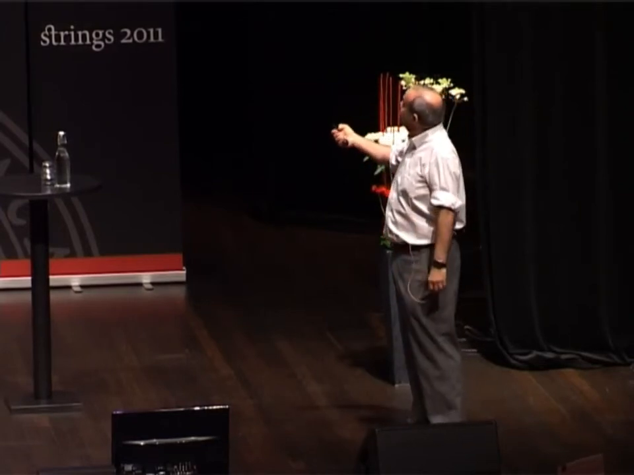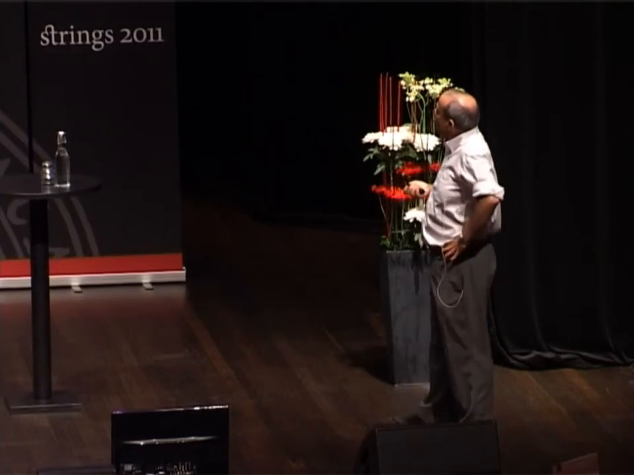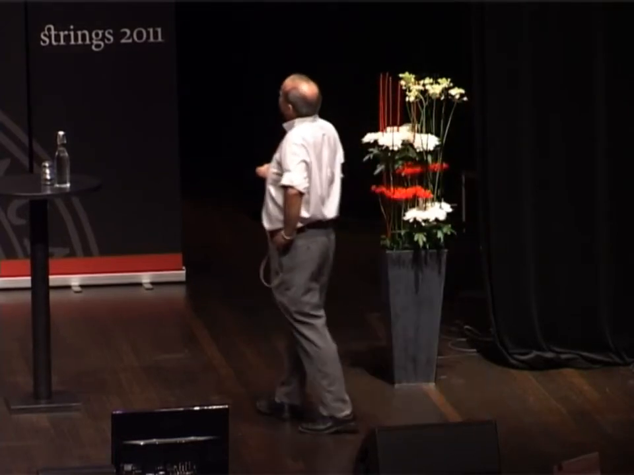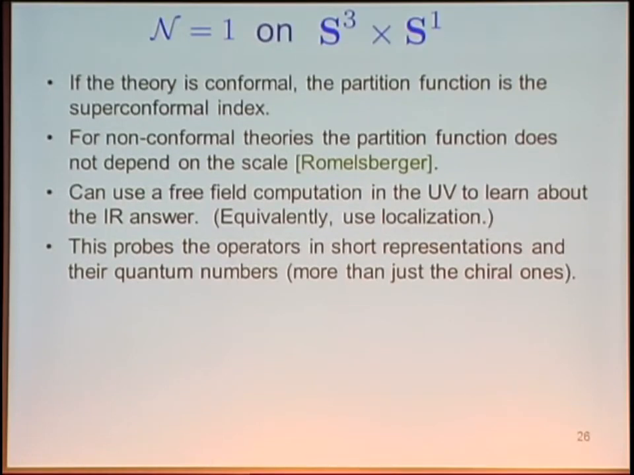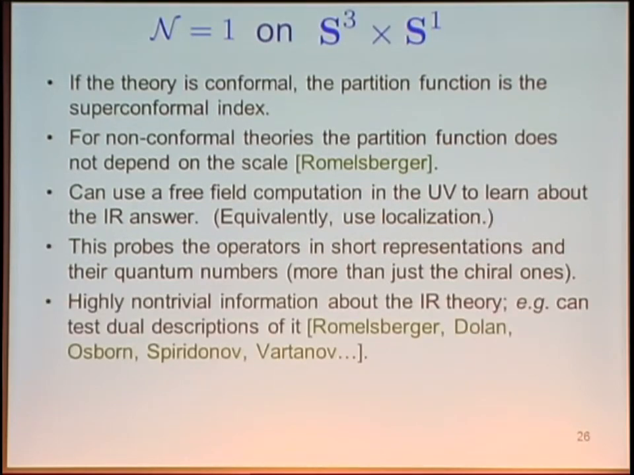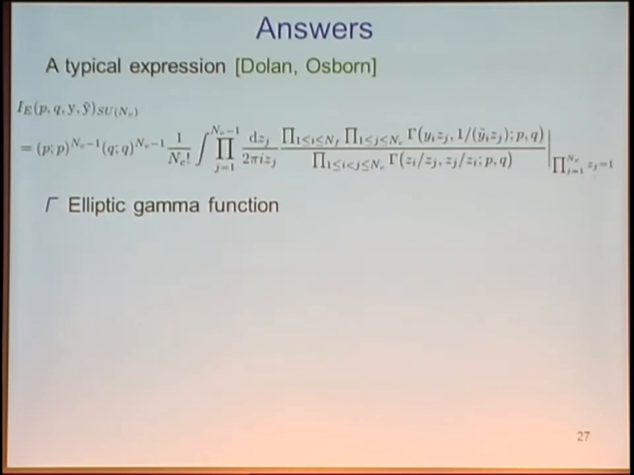So we do use that, or equivalently localization. And this probes, as I said before, all the operators in short representations, not just the chiral ones. So we can compute just the Witten index. The next step in complexity will be all the chiral operators, but here we count all the operators in arbitrarily more complicated representations. And the answers are extremely complicated, really extremely complicated. And in order to demonstrate that, I decided to give a formula here on the next page. So this is an expression from Dolan and Osborn, and it was computing some SU(N_c) with some number of flavors. You can probably not see it from the back, but that's not the point. The point I'm trying to make is that there is a formula.